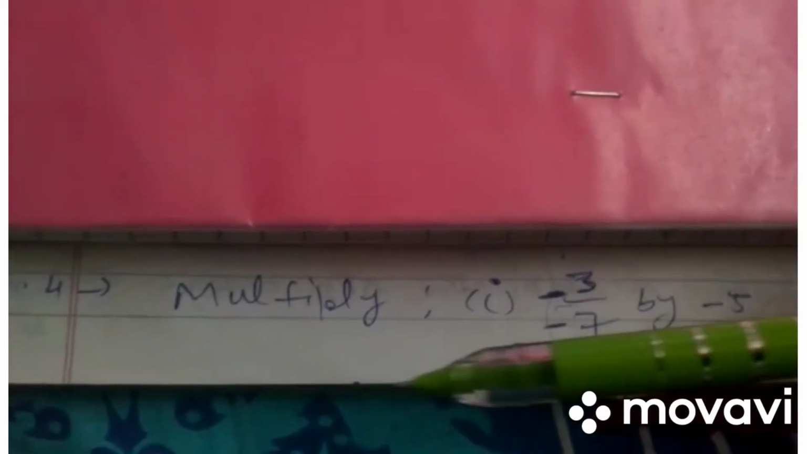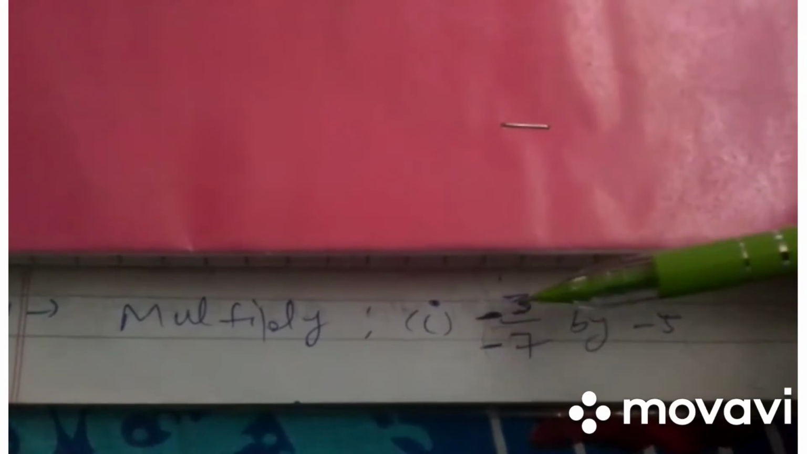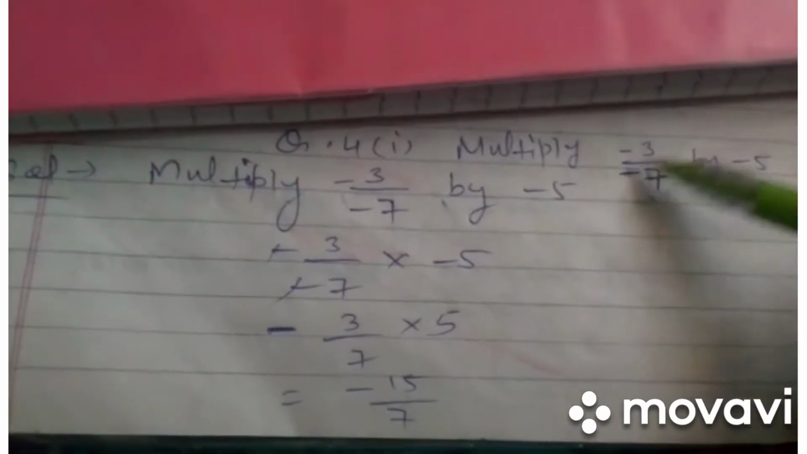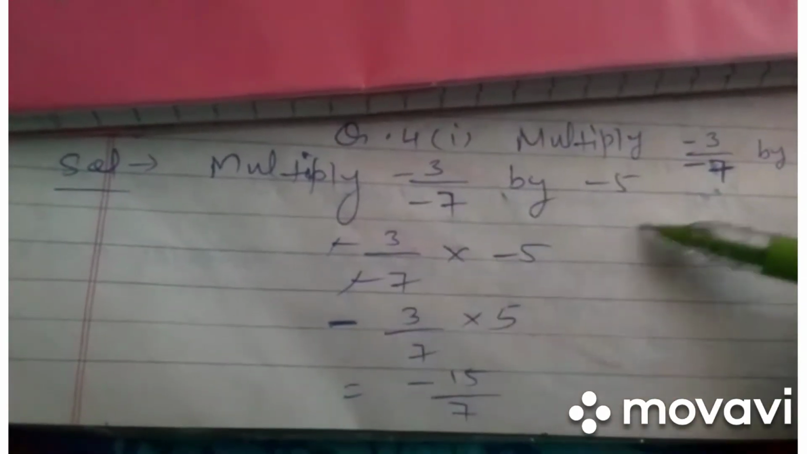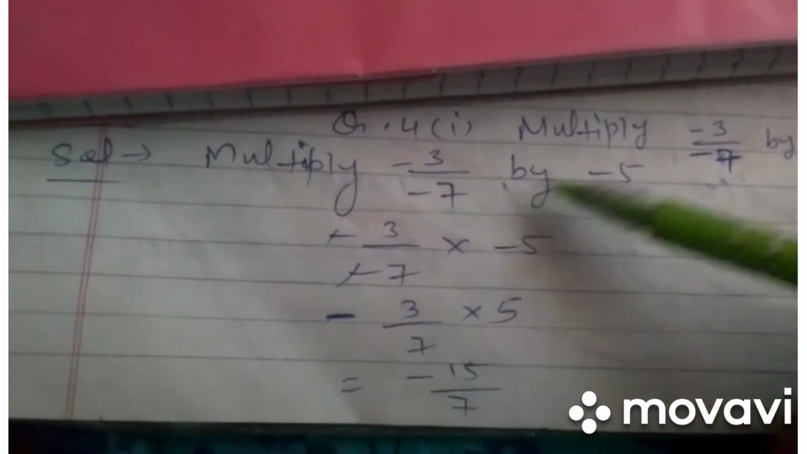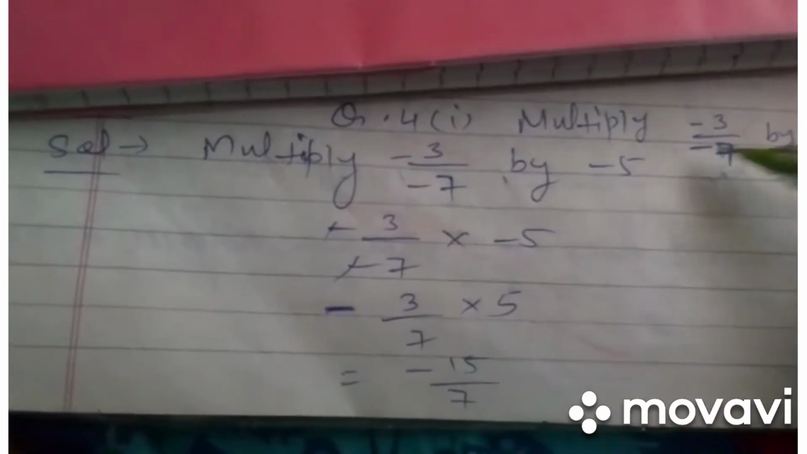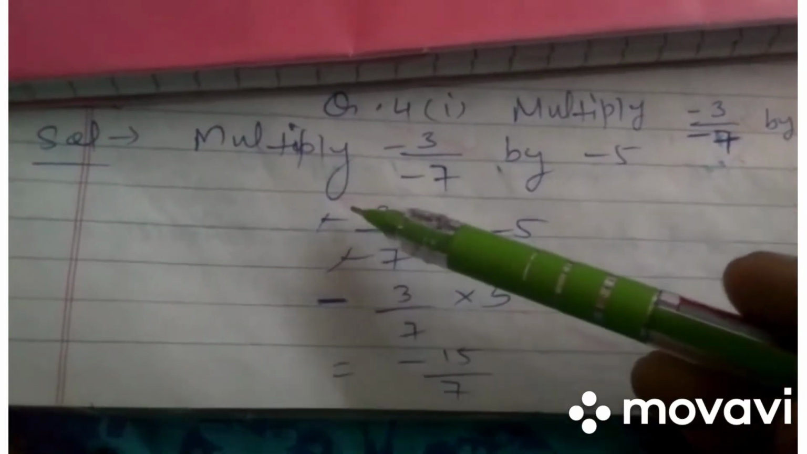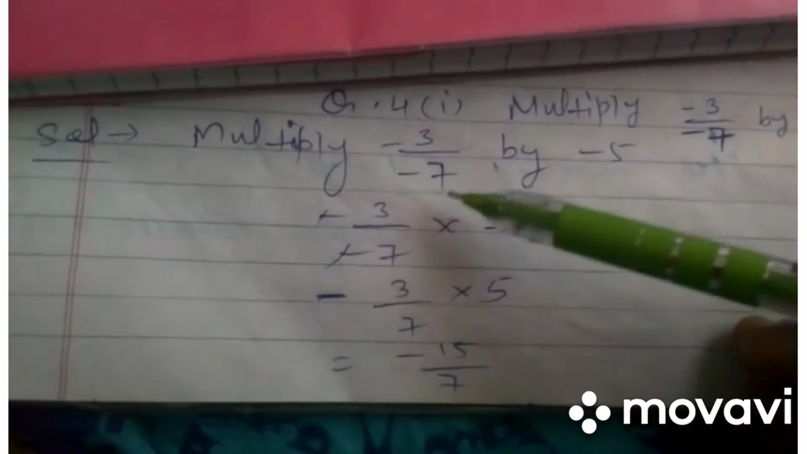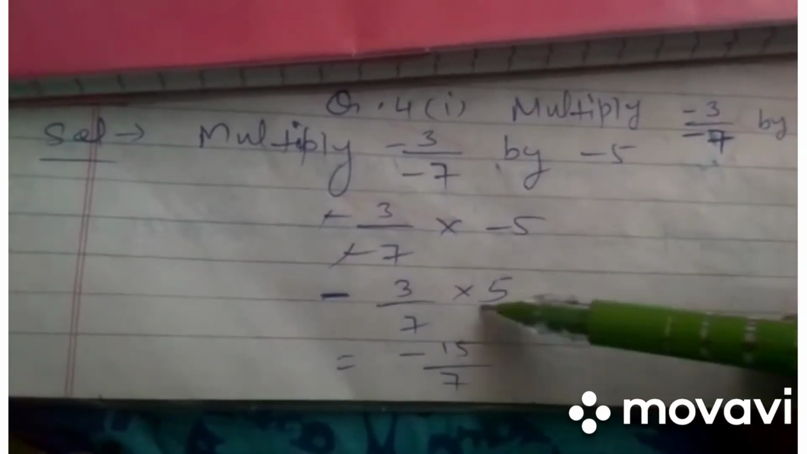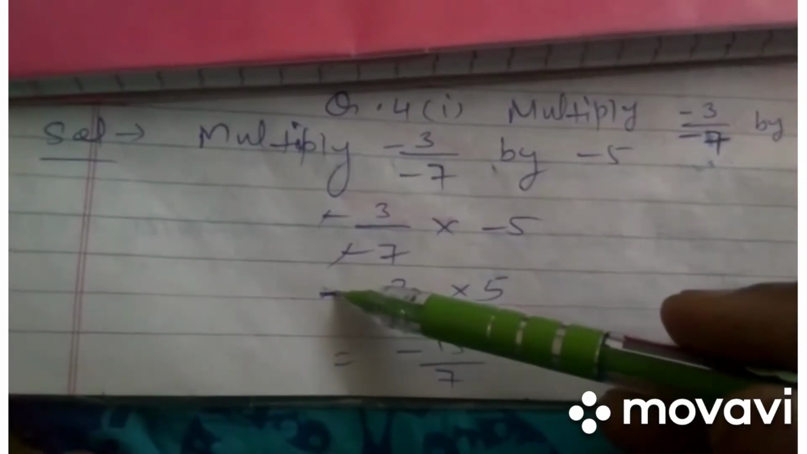7th Prachi Maths exercise 2.8 question number 4. Question number 4 first part, we have to multiply minus 3 upon minus 7 by minus 5. Now solution: minus 3 upon minus 7, multiply sign, minus 5. In multiplication, if there is a negative sign in both numerator and denominator, we can cancel both signs. It will be left 3 upon 7 multiply 5. This minus sign we can write in front.